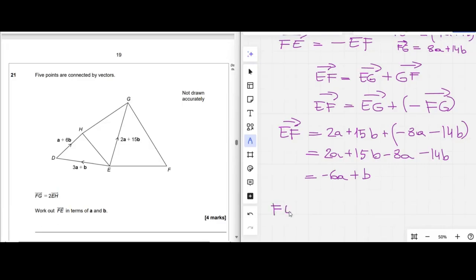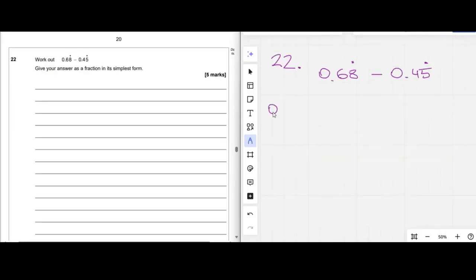So FE is negative EF, so 6a minus b, right? We are changing the signs, and that's the correct answer. We need to change both to fractions.